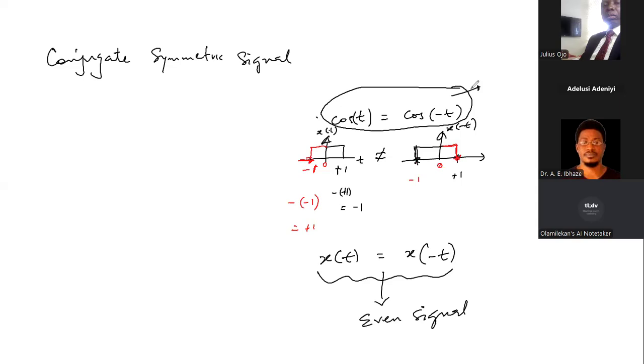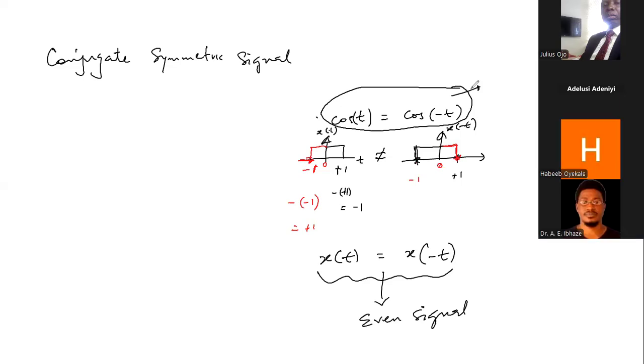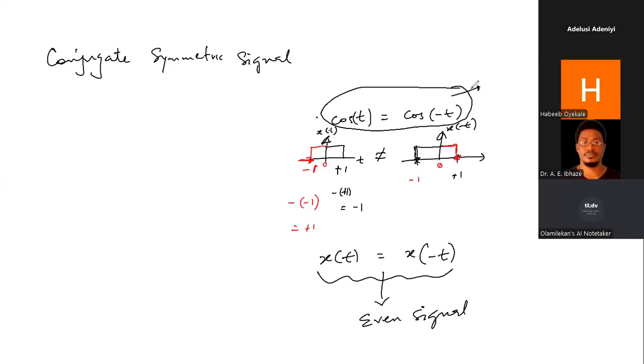Yes, sir. So, you said when you perform the time reverse on the signal, that the x of t becomes x of -t, right? No, s of -t is the time reversal of s of t. Of x of t, yes, sir. This is time reversal. Yes, sir.